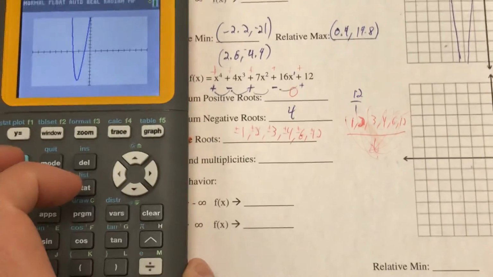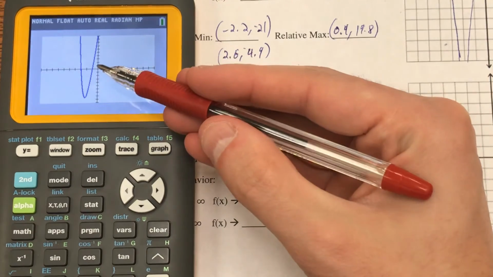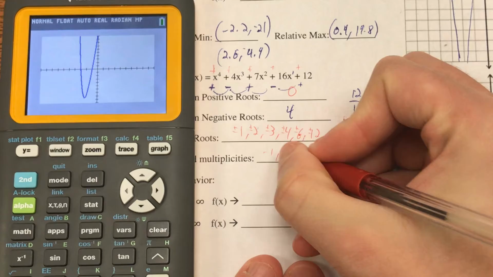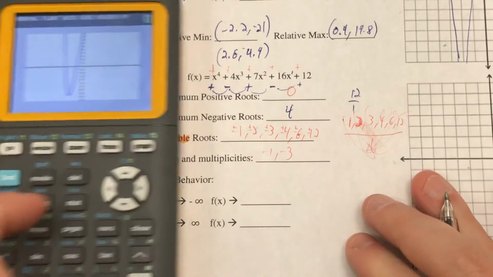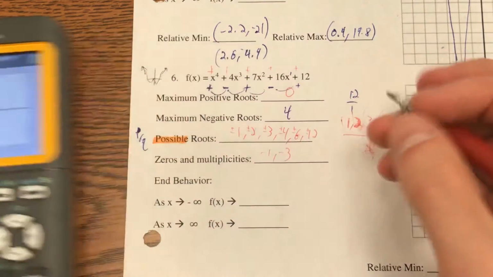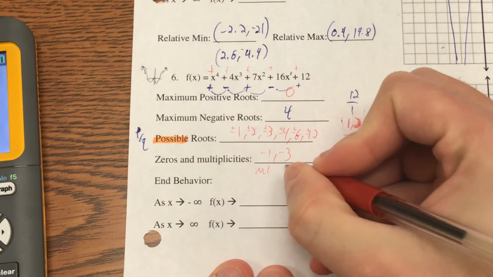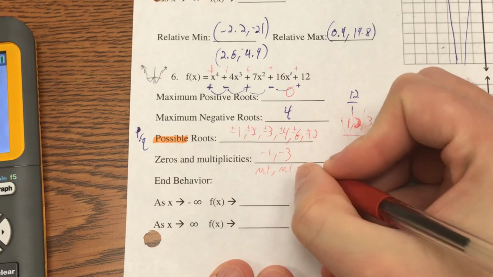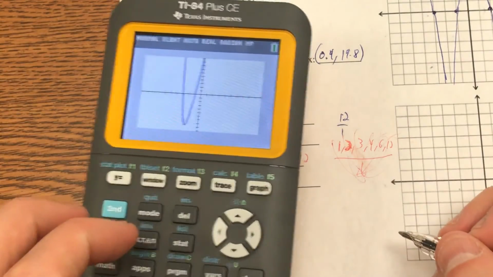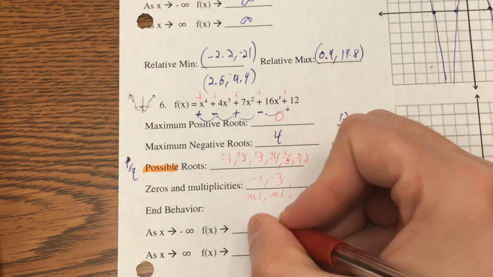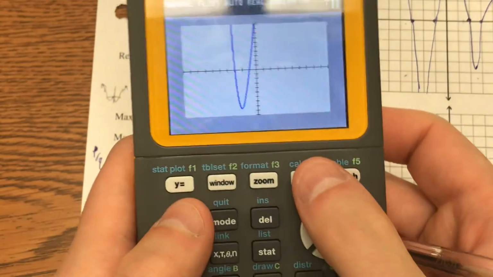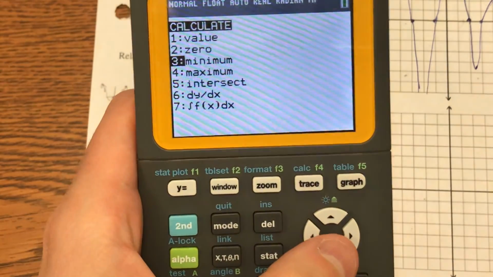And those 2 real ones look to be -1 and -3. So I can put those down. They are going straight through this and straight through that, so both of these have a multiplicity of 1. And end behaviors, you know, they're both going up. I already did that over here. I'll go ahead and find the minimum right now just because I'm thinking about it.